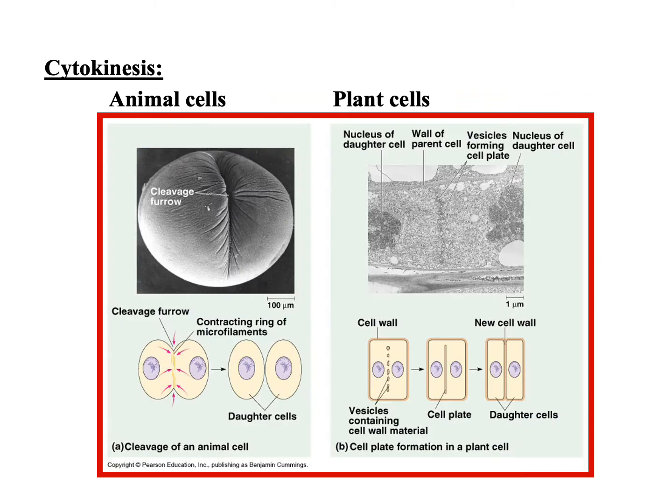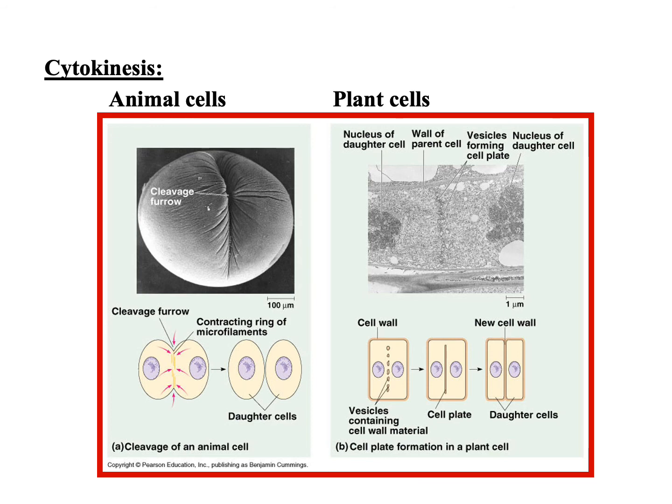Now, cytokinesis is different for an animal cell versus a plant cell. In an animal cell, like you see on the left-hand side of the slide, what you begin to see is the cell membrane sort of pinching in and squeezing off to eventually separate into two cells. And hopefully you can get that from the diagram on this slide.